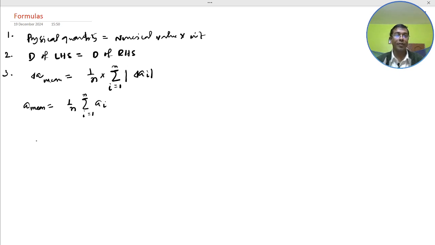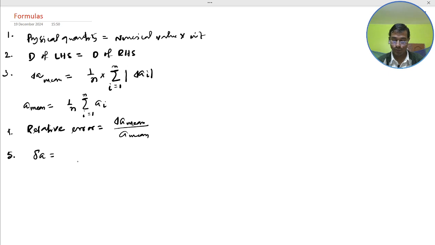And for the relative error or fractional error, the relative error or fractional error is equal to the mean absolute error del A mean divided by A mean, and the percentage error del A is equal to del A mean by A mean into 100%.